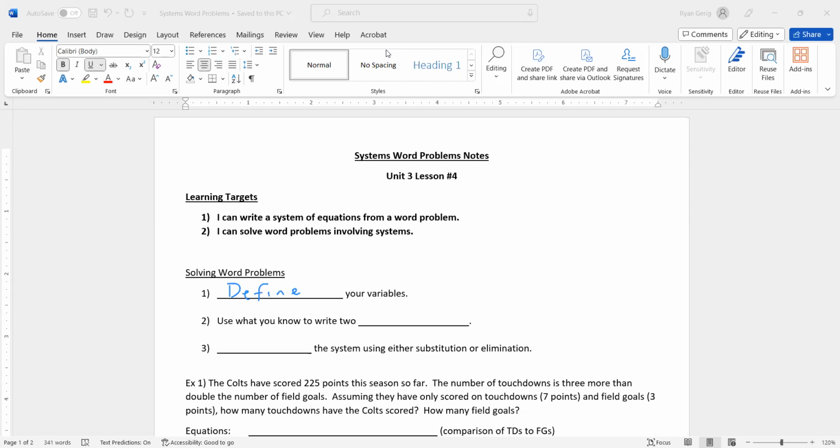Number 2, use what you know to write 2 equations. This is usually the hardest part for most people, because once you have the equations, you solve the system, which we've done. That's lessons 2 and 3. You just solve the system using either substitution or elimination. All right. So the rest of this video, we're just going to look at some examples.